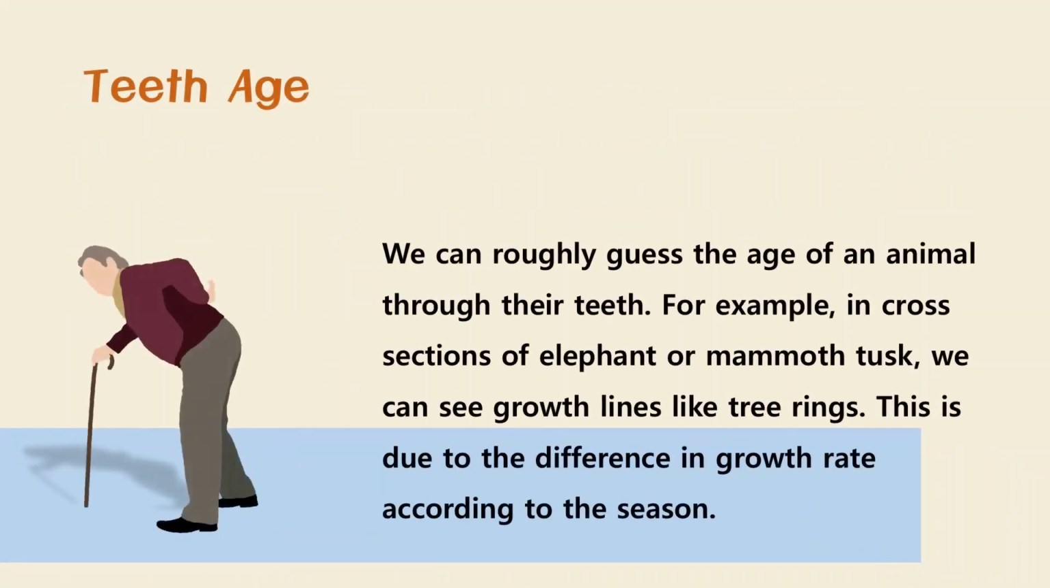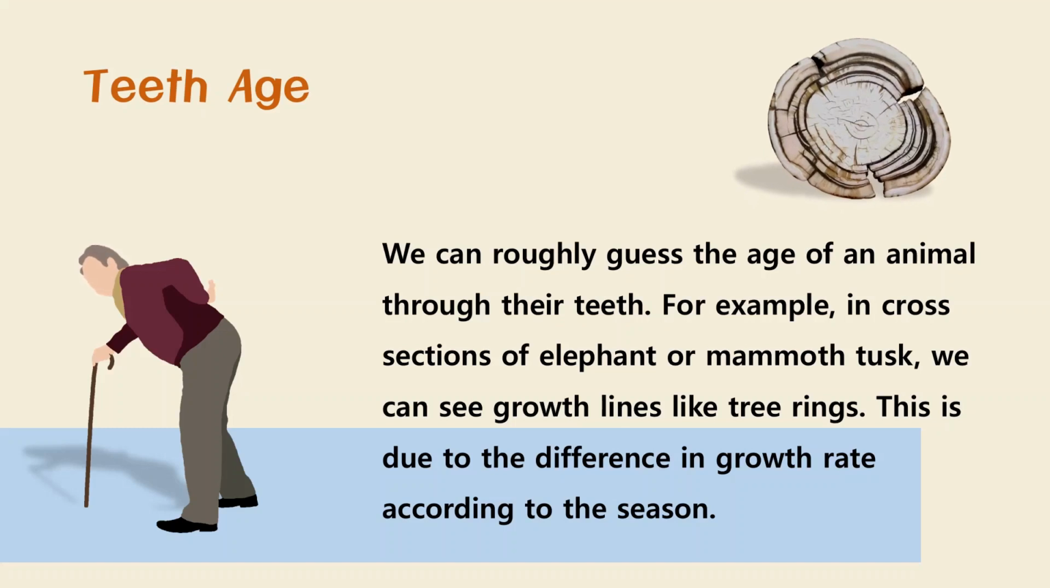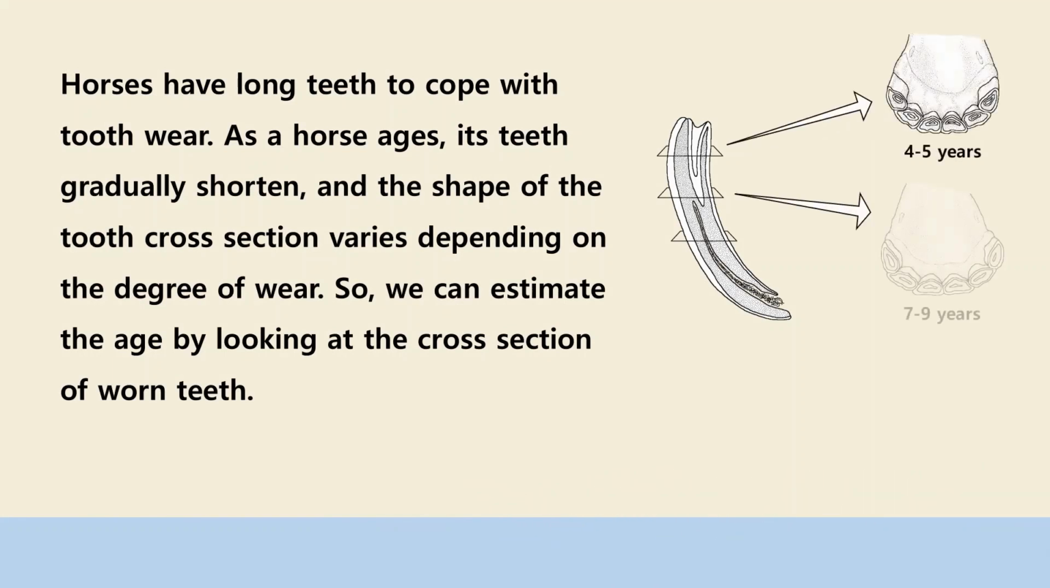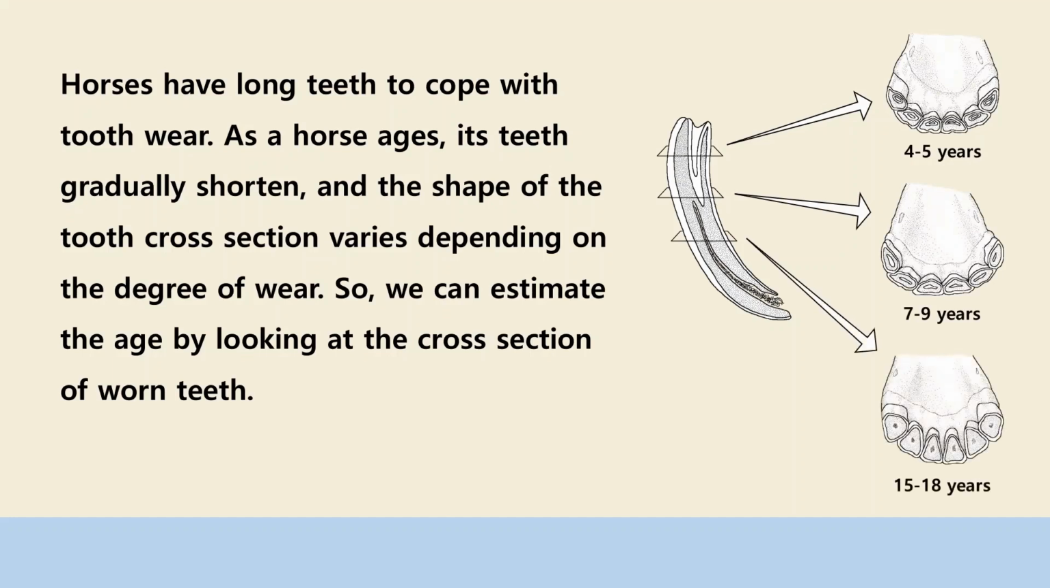Teeth age. We can roughly guess the age of an animal through their teeth. For example, in cross-sections of elephant or mammoth tusk, we can see growth lines like tree rings. This is due to the difference in growth rate according to the season. Horses have long teeth to cope with tooth wear. As a horse ages, its teeth gradually shorten, and the shape of the tooth cross-section varies depending on the degree of wear. So, we can estimate the age by looking at the cross-section of worn teeth.